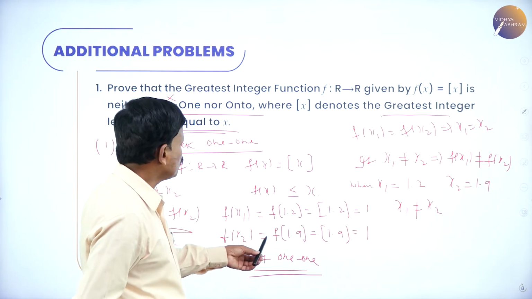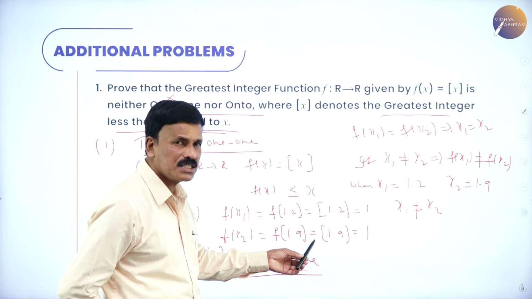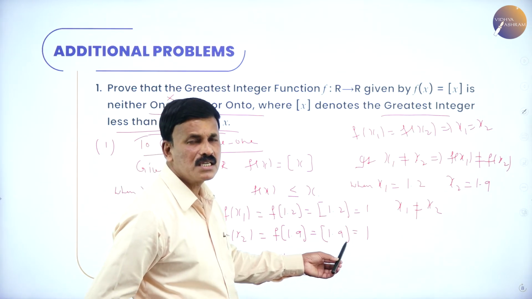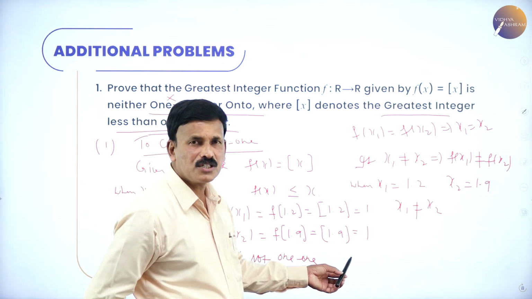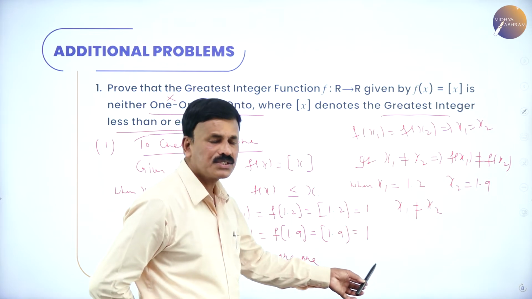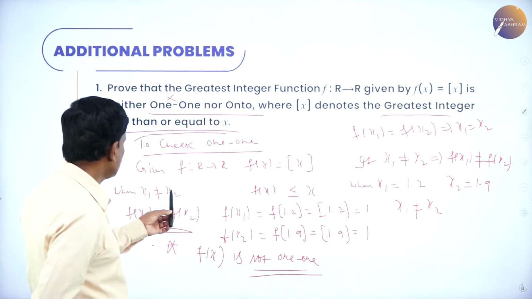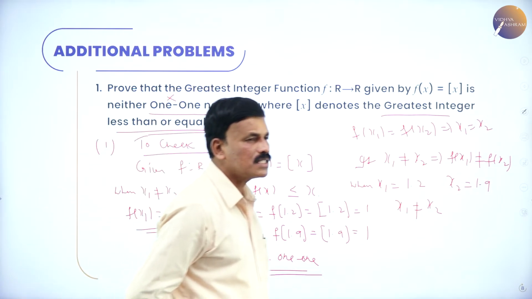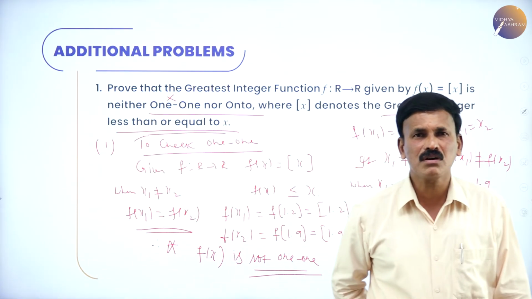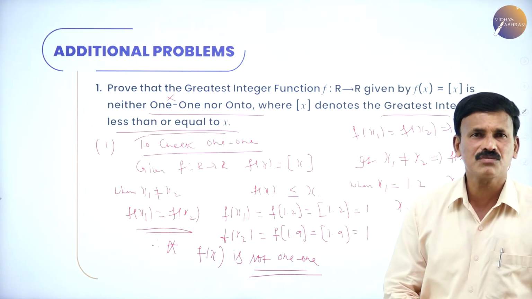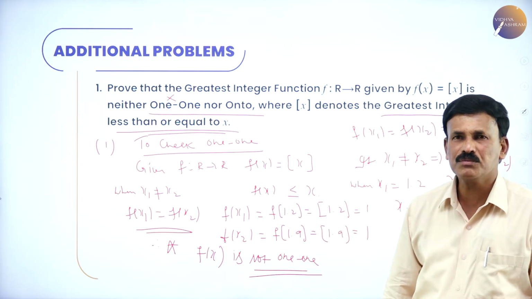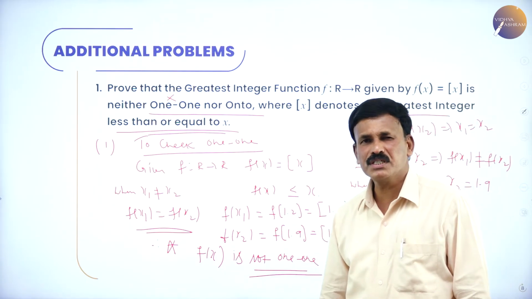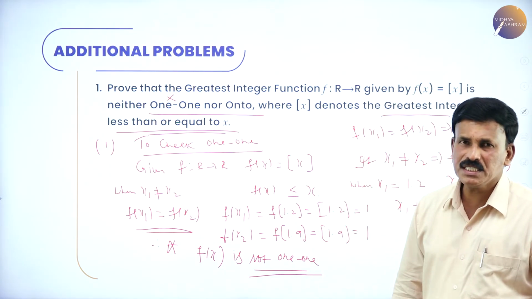So f of x2, f of 1.9, the greatest integer value of 1.9, that is the value which is less than or equal to 1.9, is 1. So therefore, when x1 is not equal to x2, f of x1 is equal to f of x2. Hence, f of x is not a 1-1 function. Similarly, come to the second part. The second part is very easy.